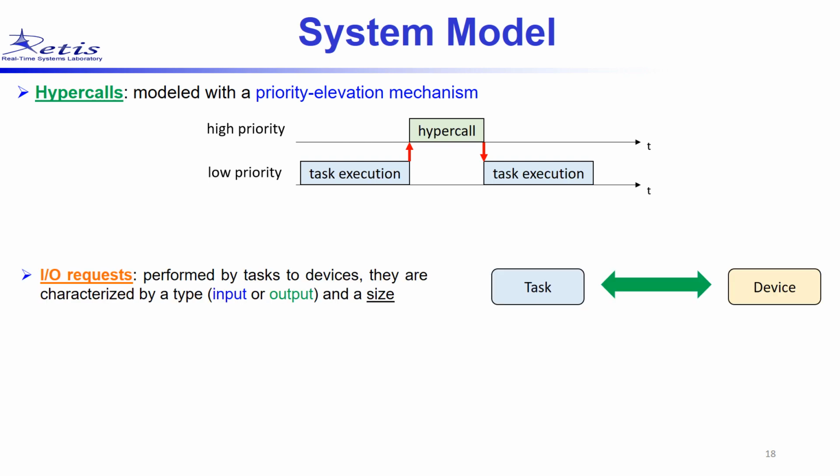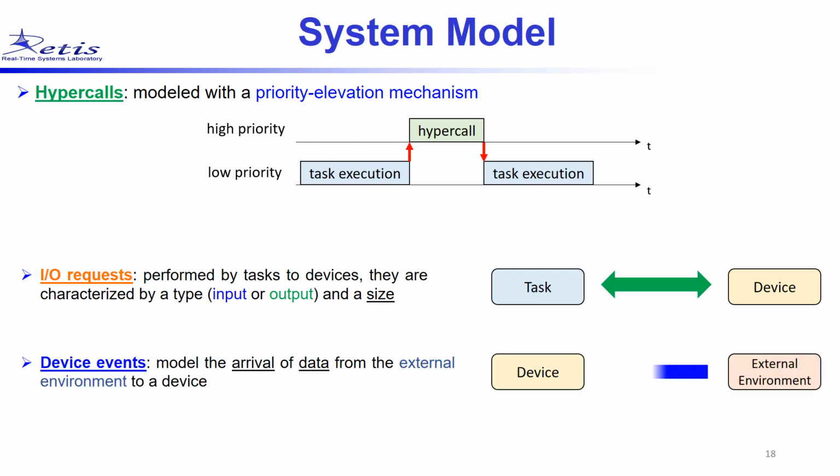Next, we modeled I/O requests, which are performed by tasks to devices. They are characterized by a type, input or output, and the size. And finally, we modeled device events to model the arrival of data from the external environment to a device.